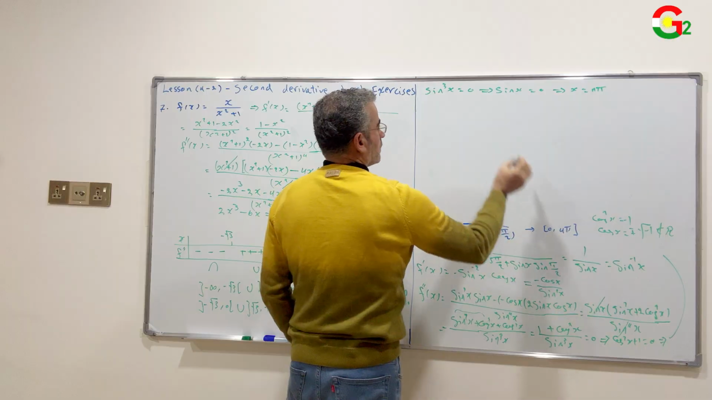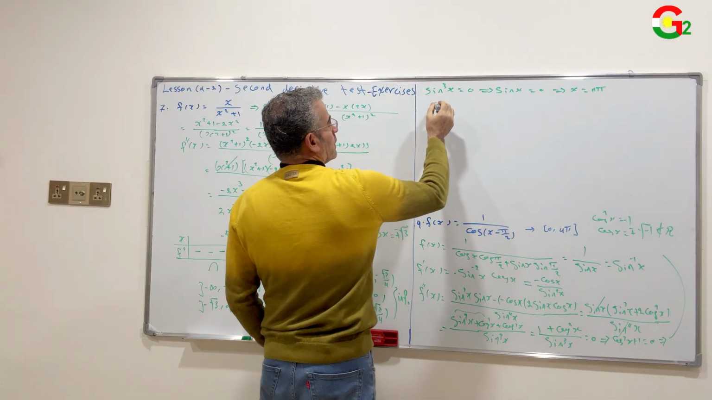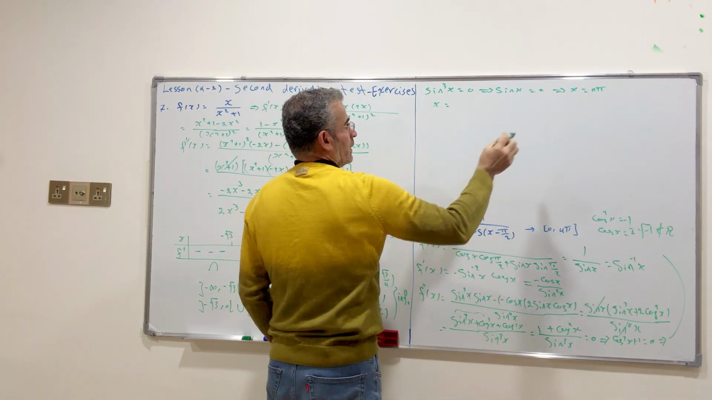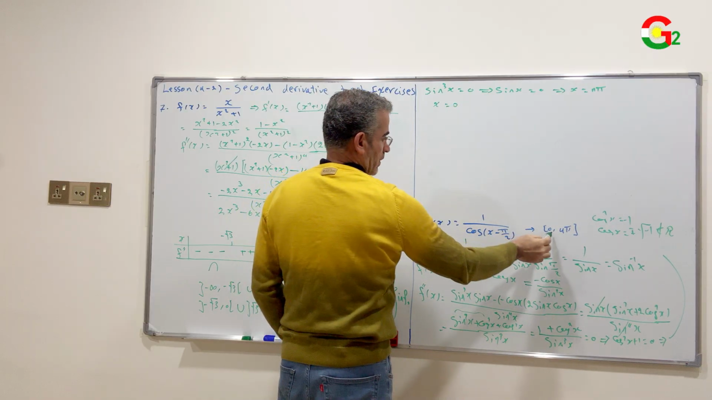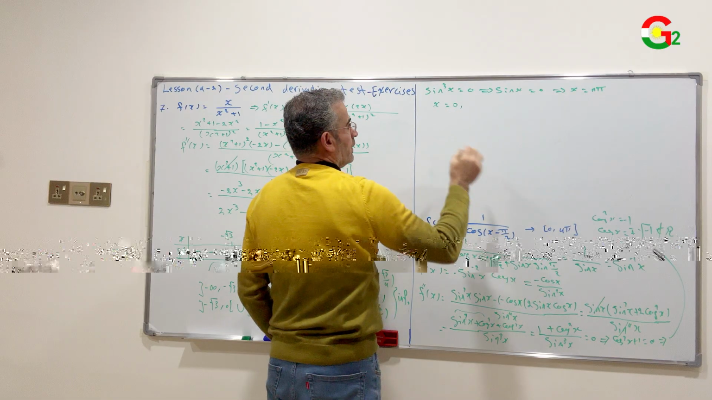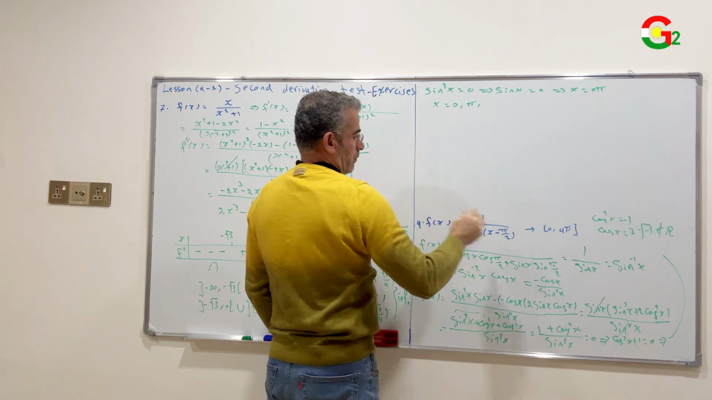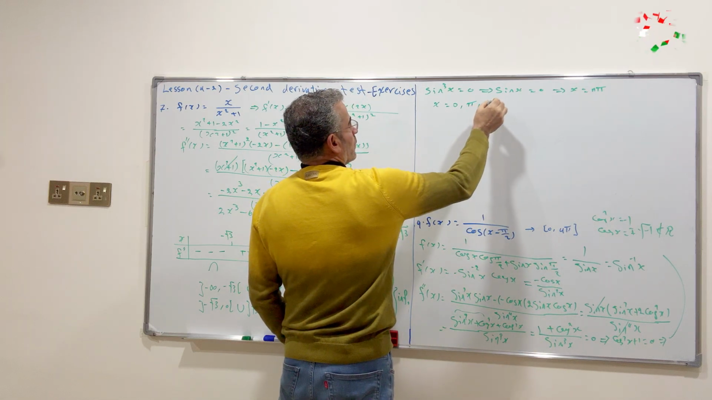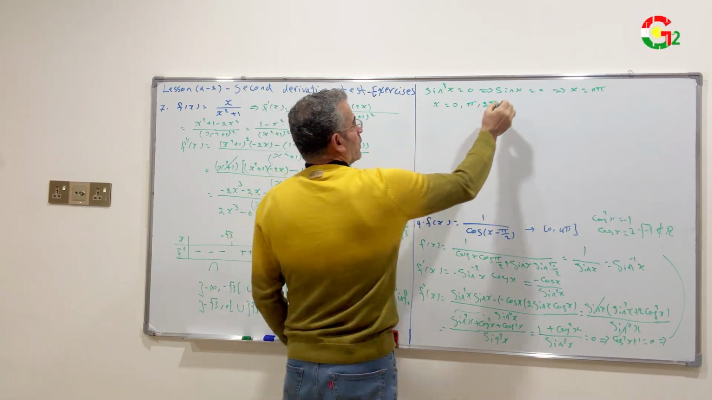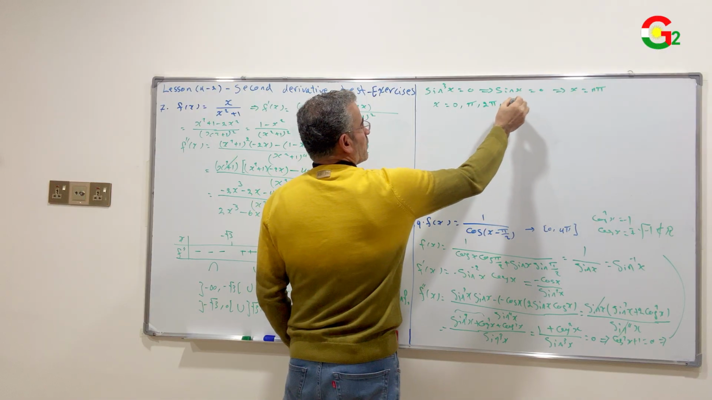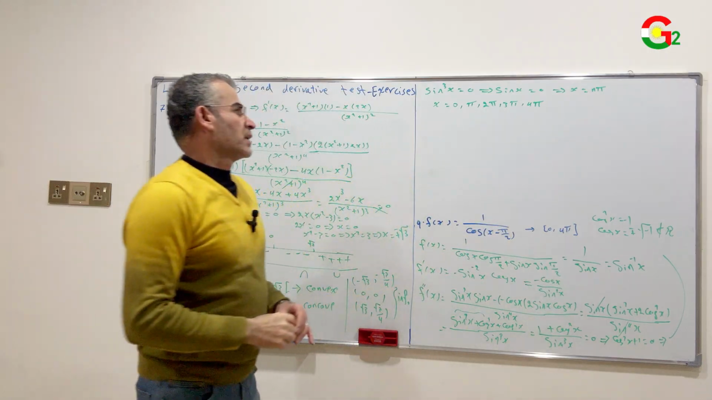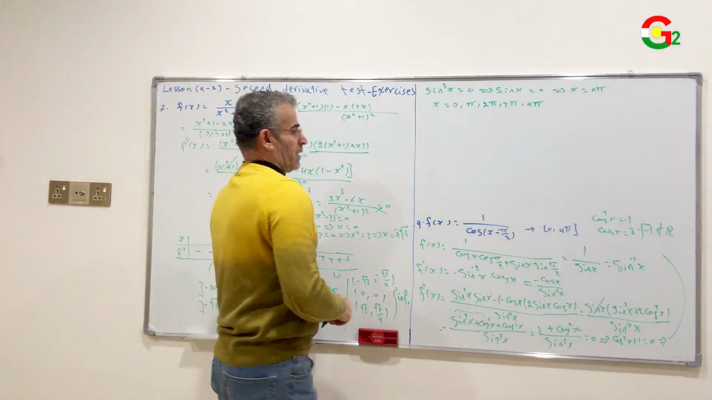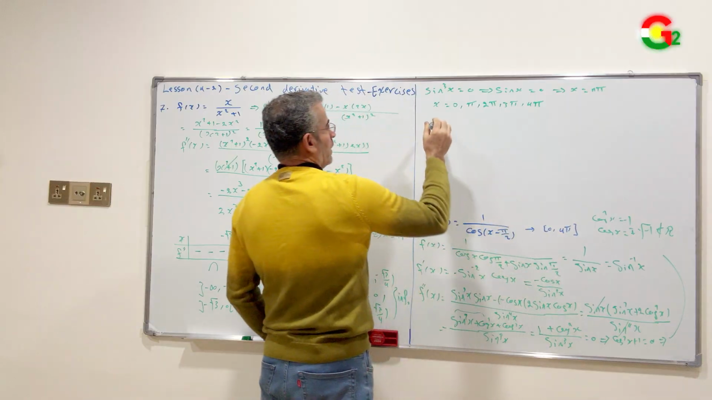In the interval 0 to 4 pi, when n is 0, then x is 0. 0 is within the interval. When n is 1, then x equal pi. When n is 2, then x equal 2 pi. When n is 3, 3 pi. When n is 4, 4 pi. Those are the critical values of this function in the interval 0 to 4 pi.